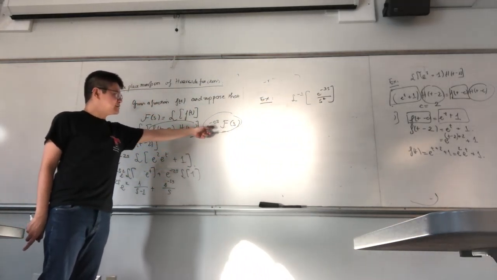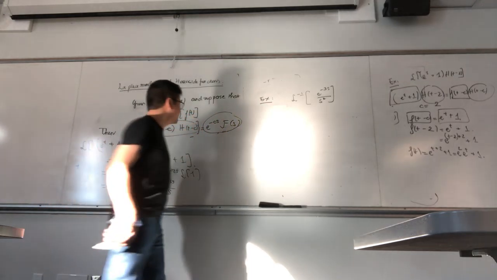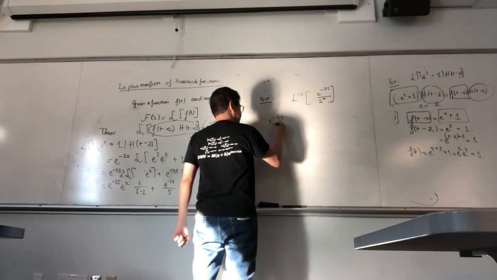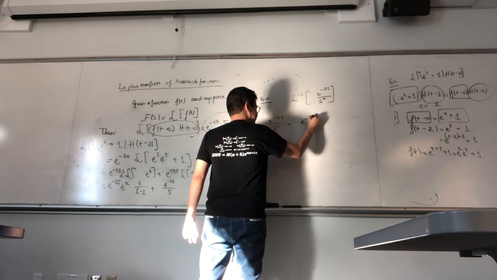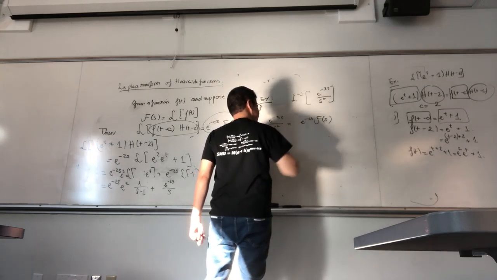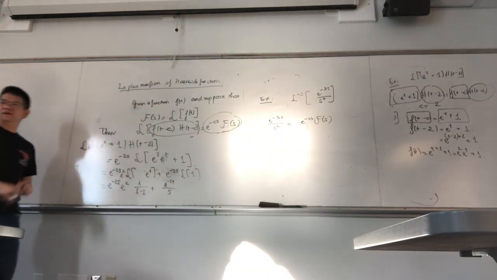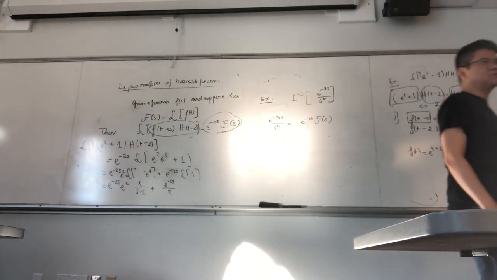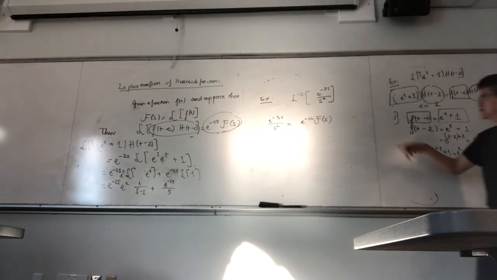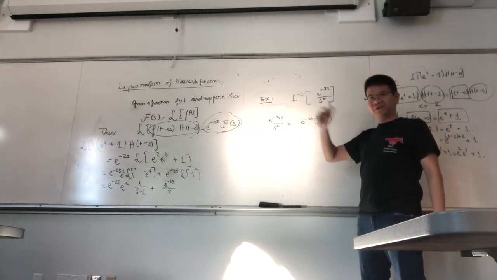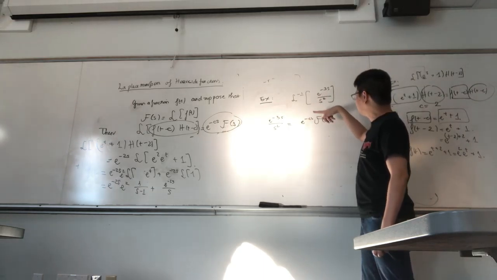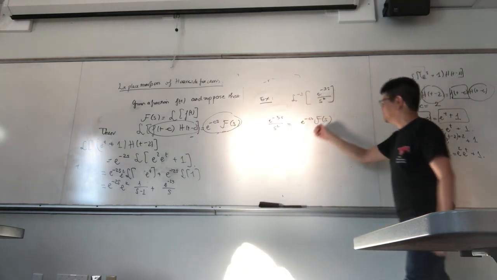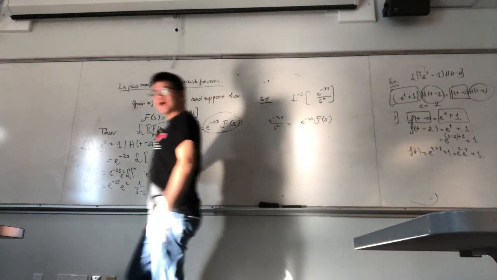I want to convert that into this formula, right? So e to the power minus 3s over s squared is e to the power minus cs times the Laplace transform of some function. So I explain again. Now I want to use this formula to compute the inverse Laplace transform of e to the power minus 3s over s squared. And I want to write it in the form e to the power minus cs times capital F of s, so that I can go back to this function.